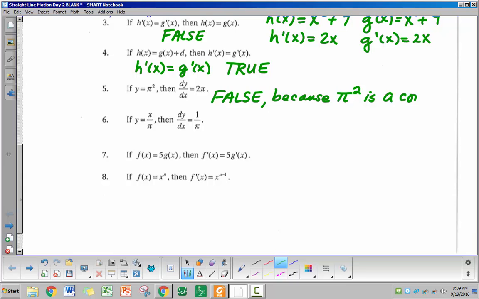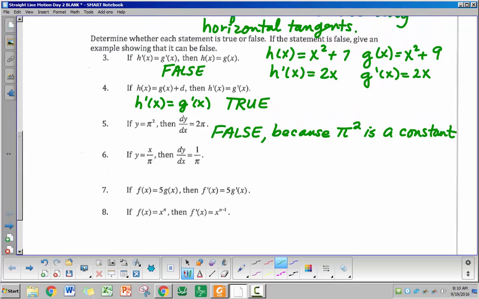Number 4, why do you know they're equal? When I take the derivative on number 4, the derivative of h is h prime, equals the derivative of g, which is g prime, plus the derivative of d, which is a constant, and the derivative of a constant is 0, so they are equal. Okay. Alright?